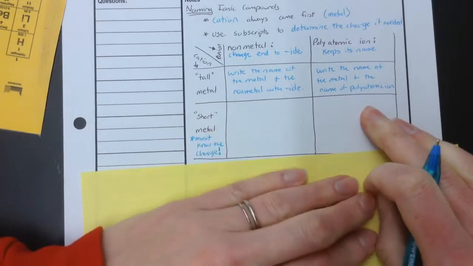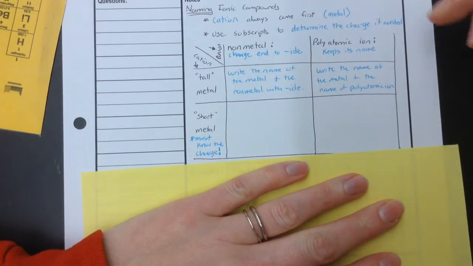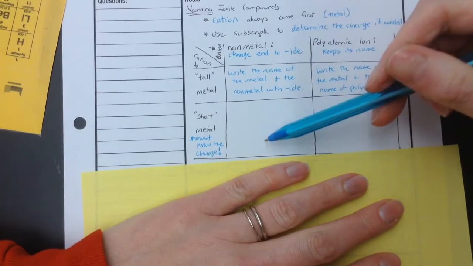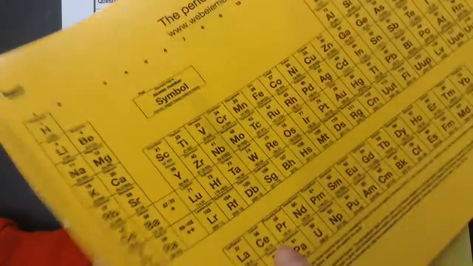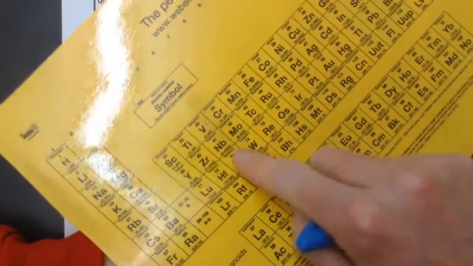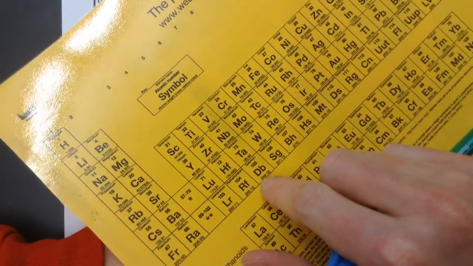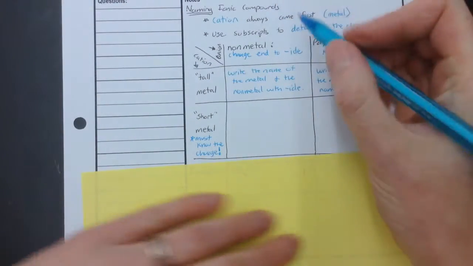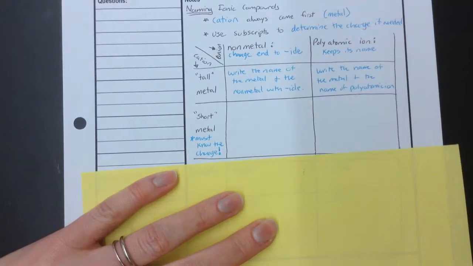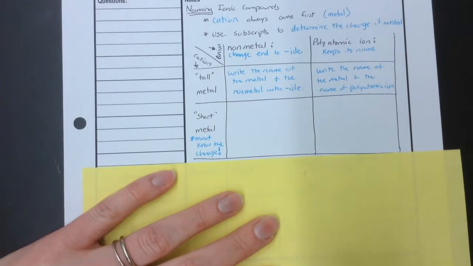So also easy, no thinking. Write it, done, okay? Now if it's a short metal, we have to add in another step because if it's one of these transition metals, these guys are funky. Sometimes they can have a different number of valence electrons. They're called oxidation states, and so they can form different ions. So we need to know what ion it's forming to be able to write the name.